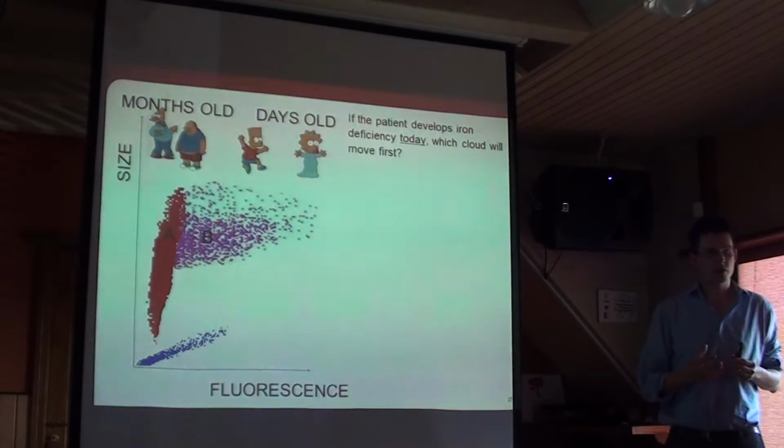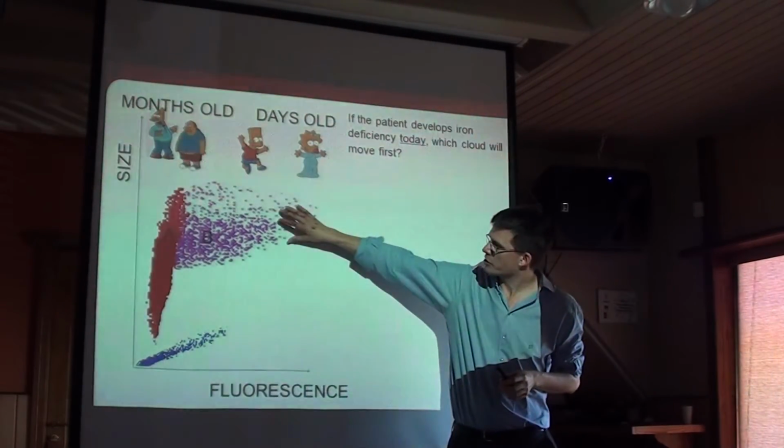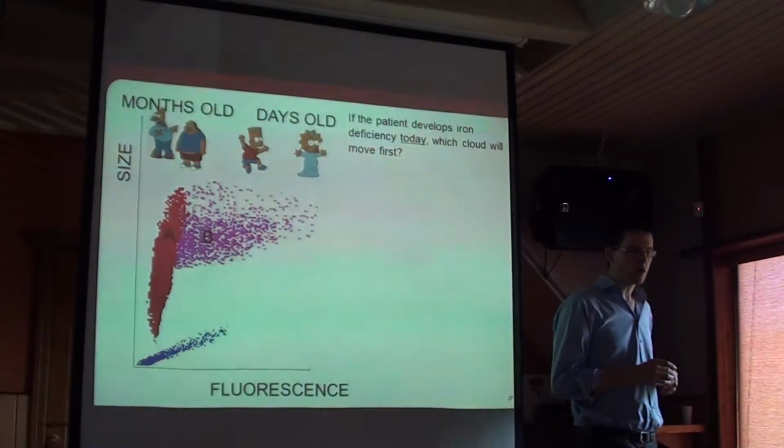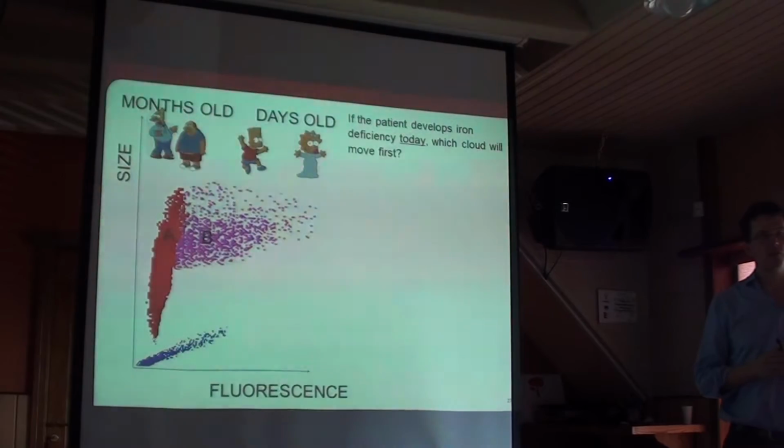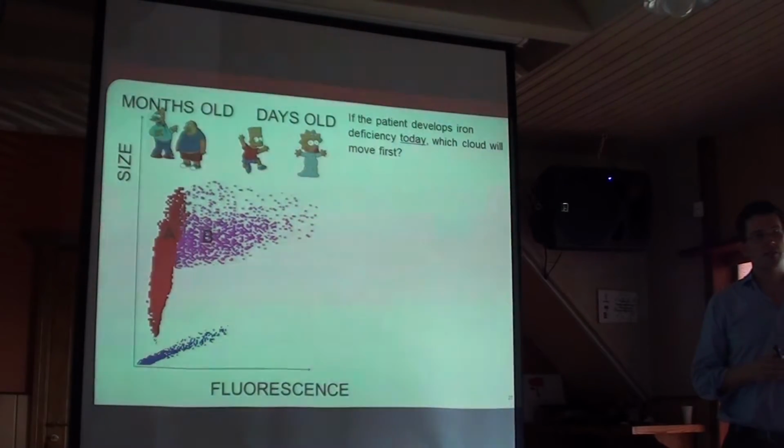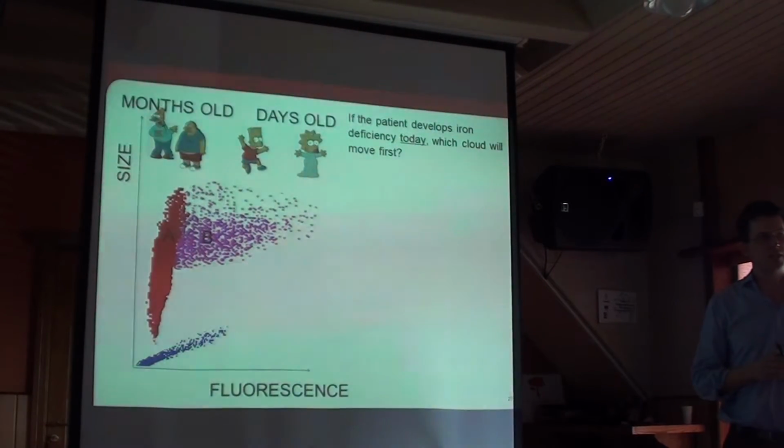So if we have a patient, we can see it has lots of reticulocytes. Which cloud, A or B, would we expect to move first if this patient developed an iron deficiency today?